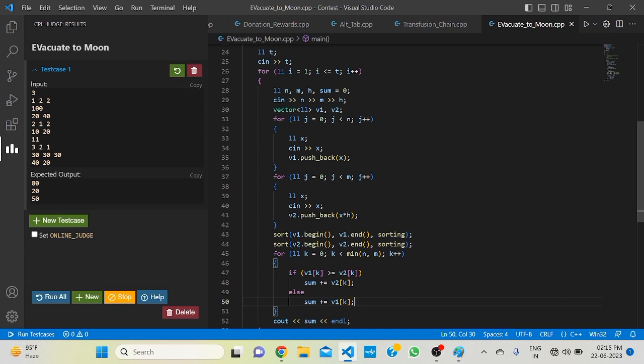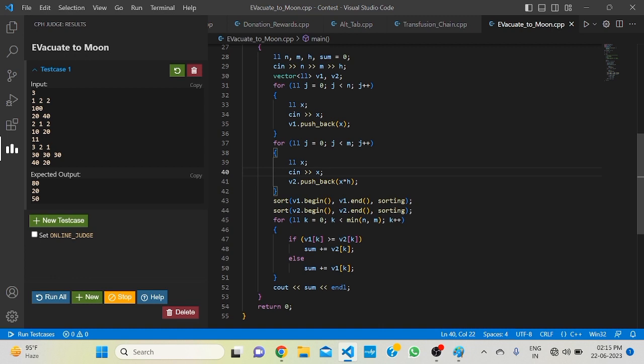So we have declared two vectors v1 and v2. In the first vector we have taken input for the cars, and in the second vector we have taken input of the power outlets with multiplication of the time. That is, I have multiplied time with the power delivery and stored it in the second vector, so that we can directly compare the second vector with the first vector.